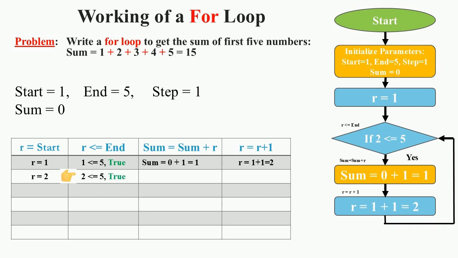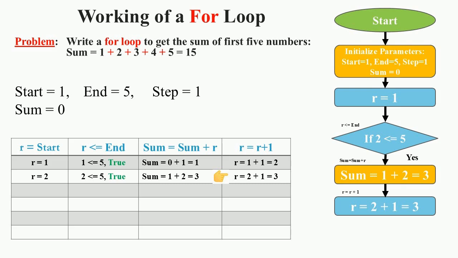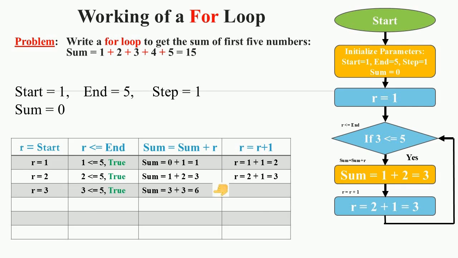Now, this r goes back to the end condition comparison step. It's true here. Hence, sum equal to sum plus r is executed. Sum from the previous step is 1 and r is 2 in the present step. Therefore, sum equal to 1 plus 2 is equal to 3 is updated. And r is updated from 2 to 3, and goes back to the end condition comparison. It's true here. Therefore, the sum from the previous step is added to the new value of r, that means 3, and a sum of 6 is obtained.